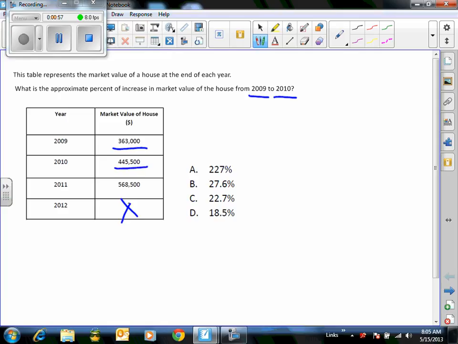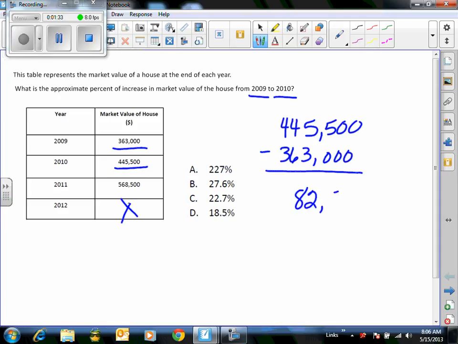445,500. The first thing we want to do is we want to take the larger number and subtract the smaller number. So I'm going to, and you'll need your calculator for this, 445,500, and we're going to subtract 363,000. So 445,500, I'm punching it in on my calculator, minus 363,000 equals, and I get an answer of 82,500. But we're not done.